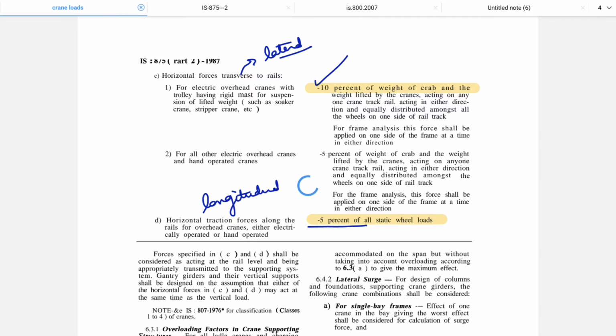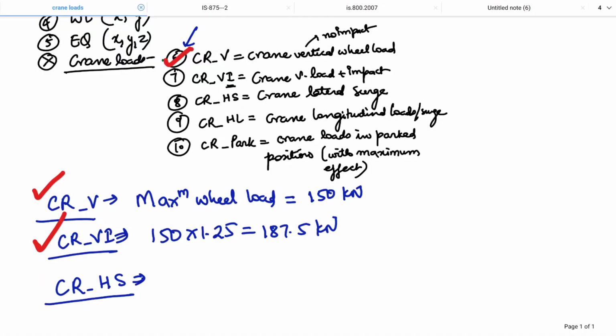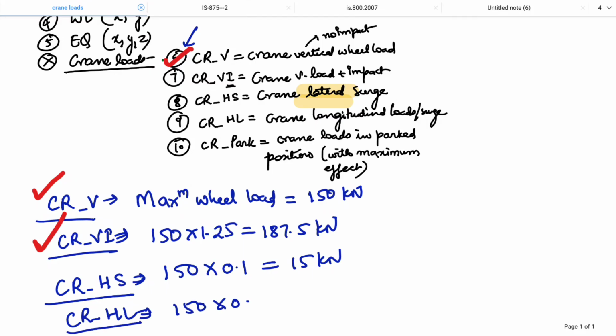So let's come back to our calculations. And if I want to calculate the lateral surge, for lateral surge, what I will do is 150 into 0.1 gives me 15 kilonewton as a lateral surge, and CR HL, longitudinal surge, this I will take as 150 into 0.05. So this gives me 7.5 kilonewtons. All right. So these are the values.